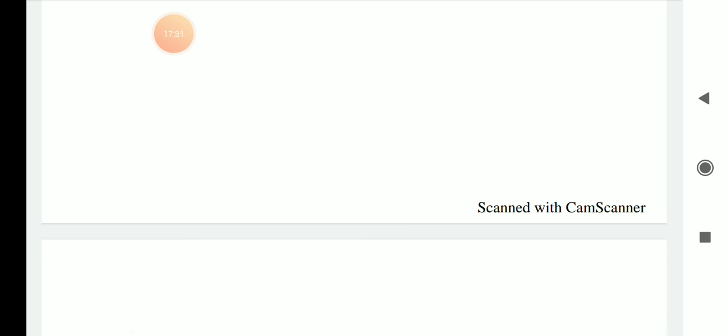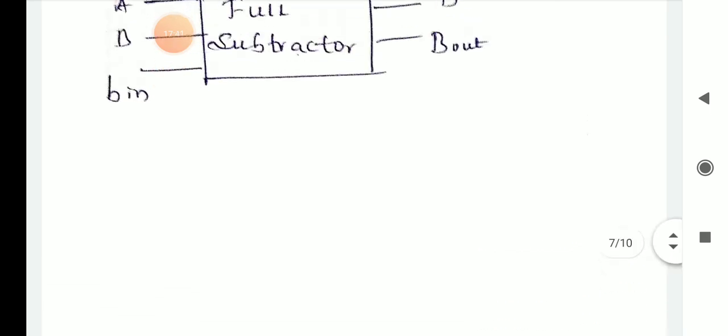If you want to overcome the half subtractor's limitation, you have to perform using 3 bits, that is, the full subtractor. In the half subtractor you can perform only 2 bits. That's why you have to use a full subtractor.